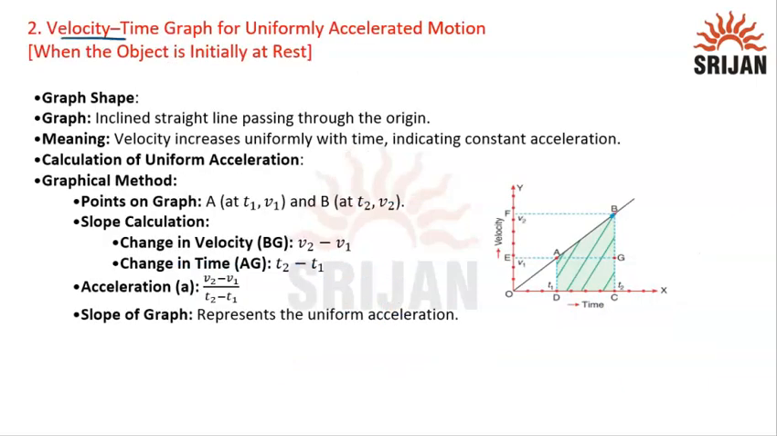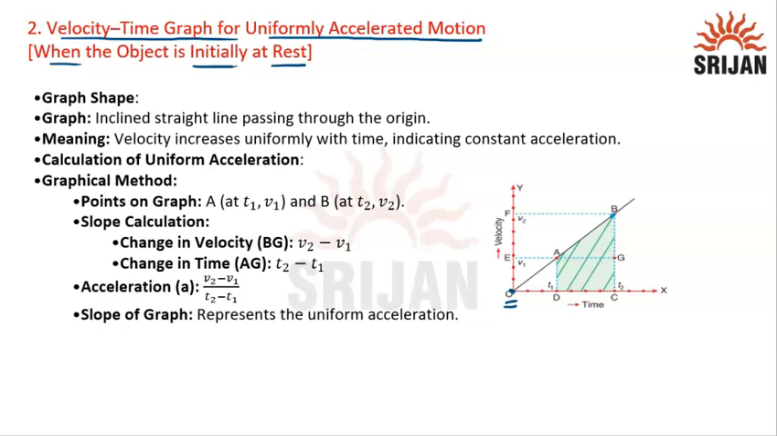Next, the second category is the velocity time graph for uniformly accelerated motion. Now velocity is changing, but it is changing at a constant rate, so the acceleration is constant. When the object is initially at rest, the graph starts from the origin. The object has an equal rate of velocity change as the acceleration is constant. So the intervals of velocity and intervals of time remain constant, and that's why it represents uniformly accelerated motion.